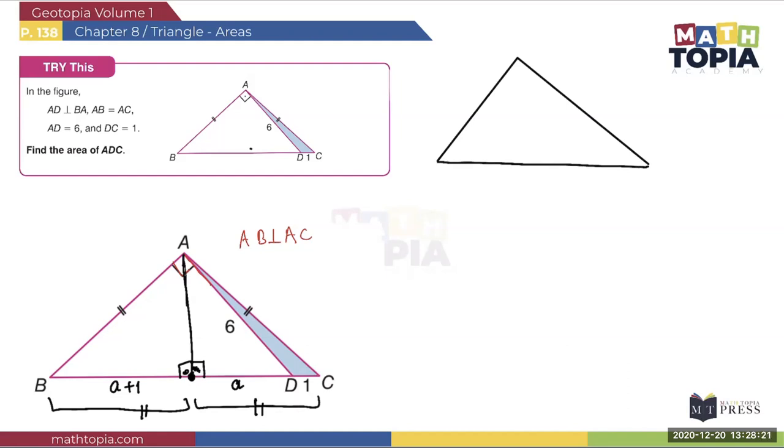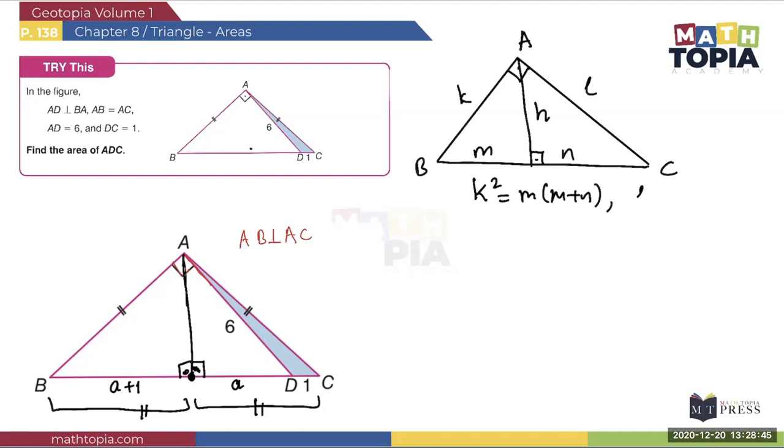Let's label these three sides as K, L, M, N, and H. Because of the similarity, there is a nice connection. K squared equals M times the whole base, as well as L squared equals N times the whole base from the other side. We are going to use this one definitely. Then we might use another famous one, H squared equals M times N. That's another useful one.